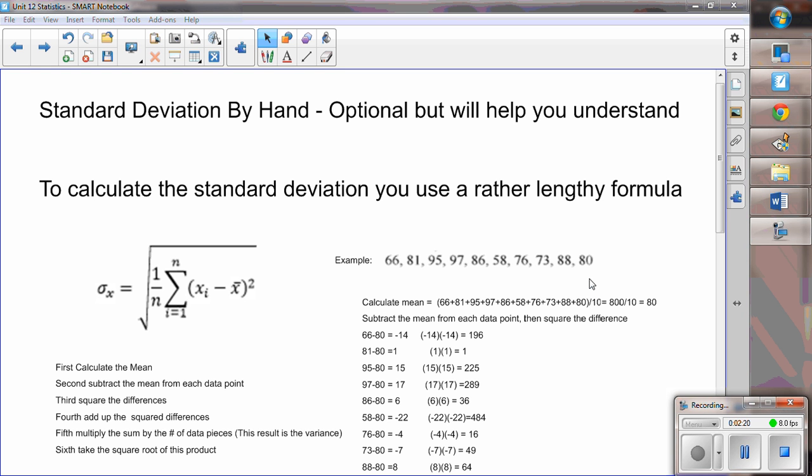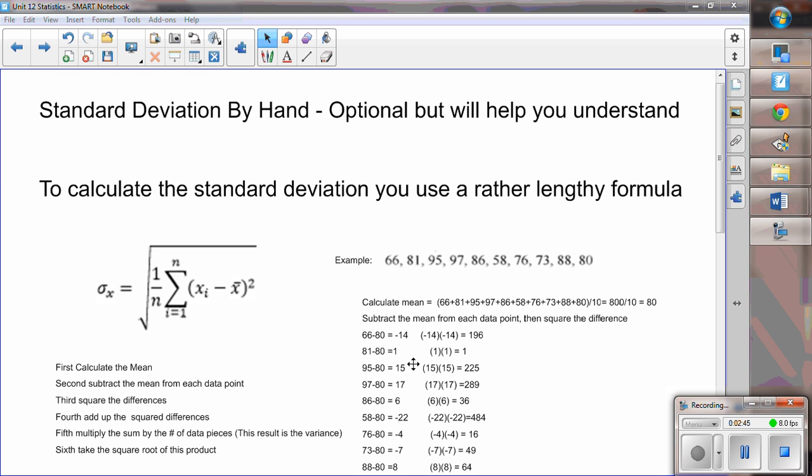First you would calculate the mean, and that's just adding them all up and dividing by the number of numbers. I did that already, and we get a sum of 800 divided by 10, which is 80. Then we subtract the mean from each data point, and then we square the difference for each one. Over here you see that I subtracted 66 minus 80 and got negative 14. I square it and I get a positive 196.